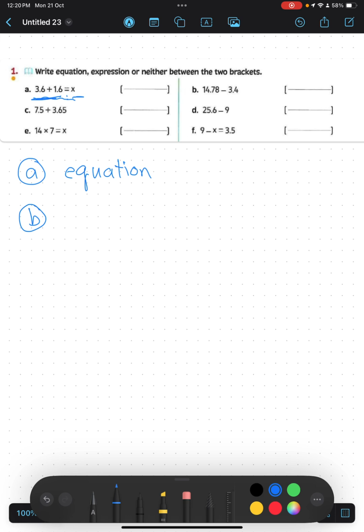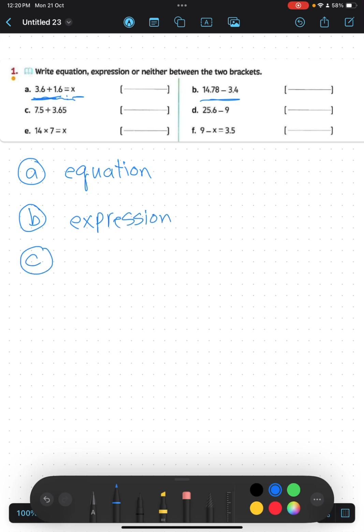طيب letter B we have 14.78 minus 3.4. هنا we don't have equal sign. تمام. وعندي numbers عادي separated by الماينس اللي هي الأوبريشن. يبقى السنتنس دي is called an expression.